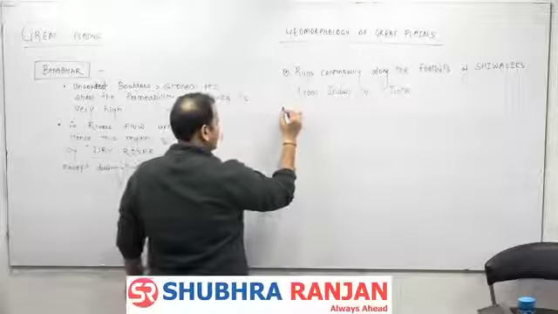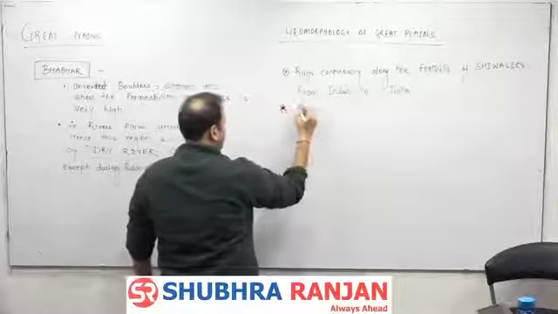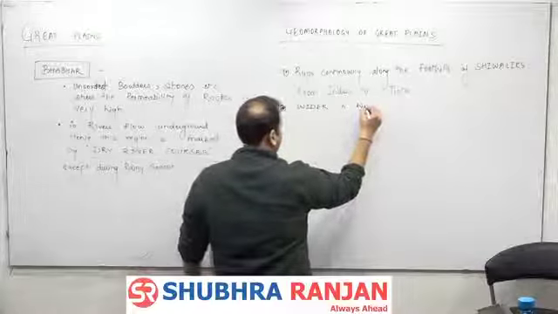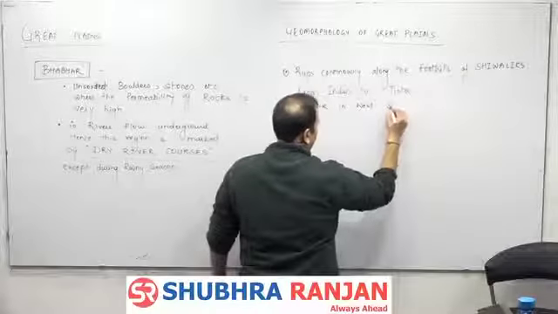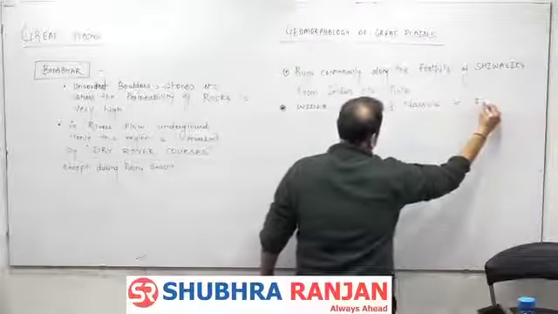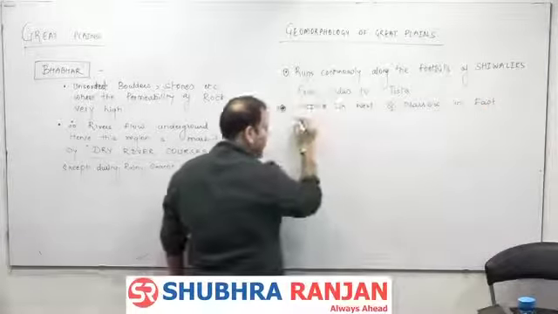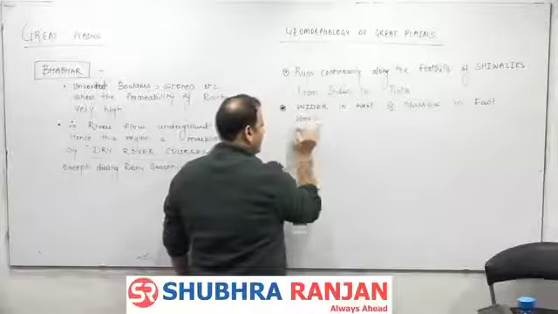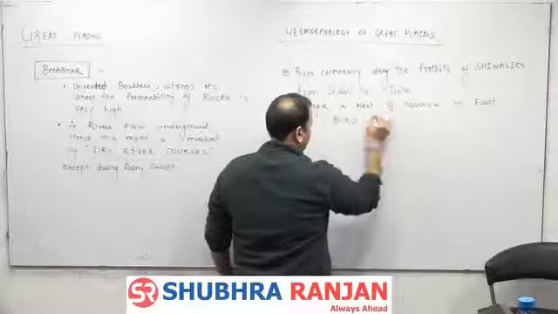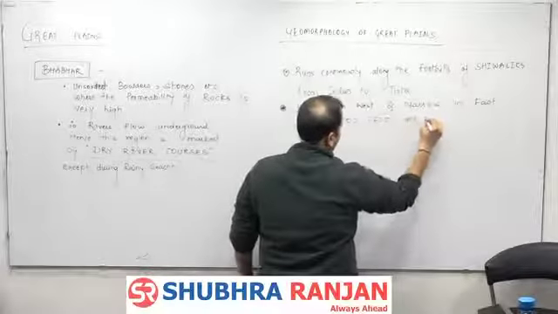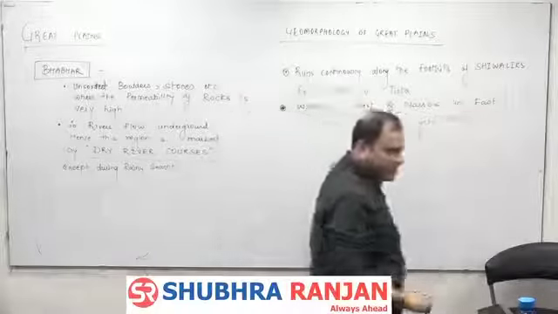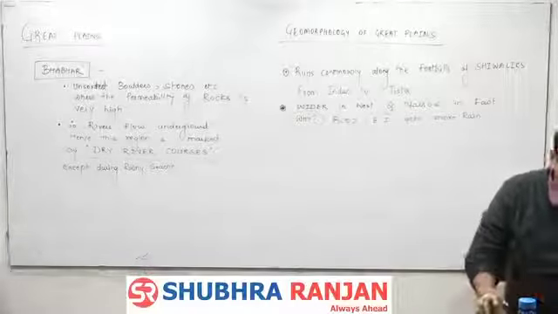Next, it is wider in west and narrow in east. Why? Because East India gets more rainfall. Understood, everyone? Why we say it is narrow in the east? Because the eastern part of India gets more rainfall.